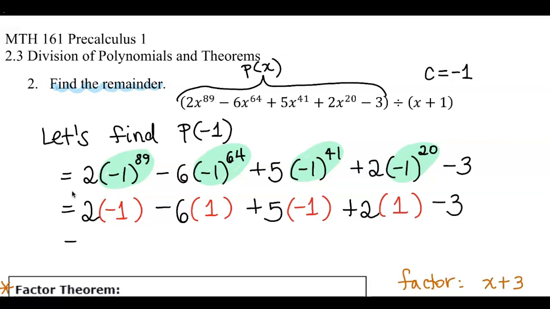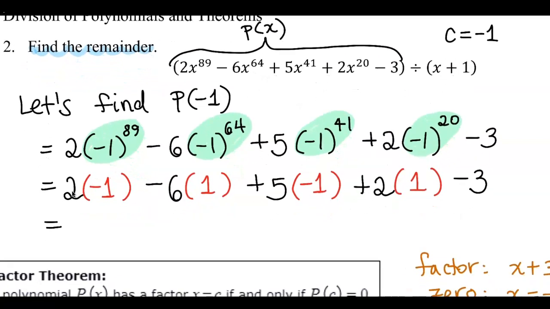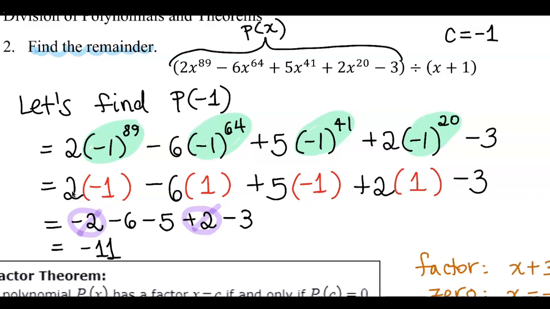I did all this work without a calculator, so I'm determined to finish without a calculator. We have -2, -6, -5, +2, and -3. We just have to add these numbers together. I can see this -2 and +2 will cancel out, leaving us with -11, then -3. So my final answer is -14.